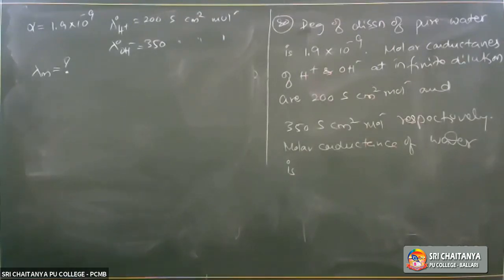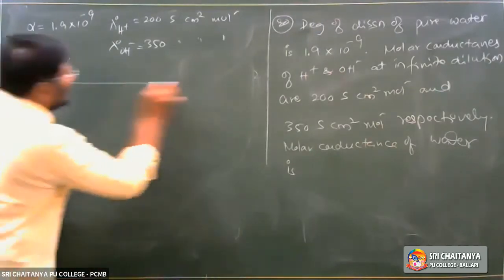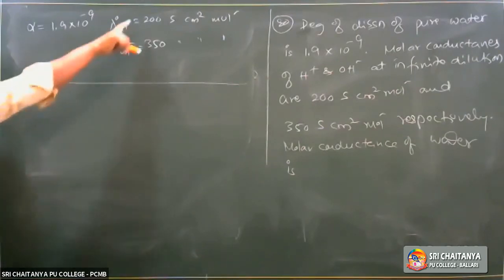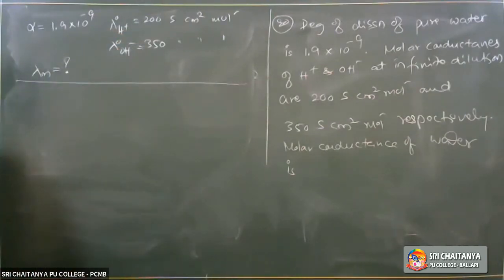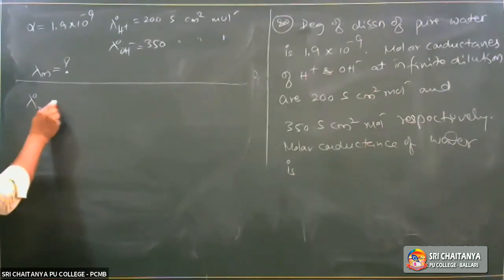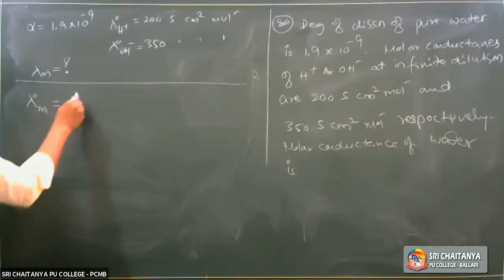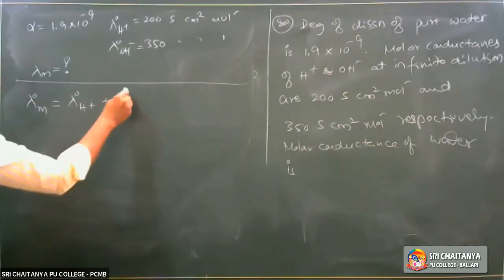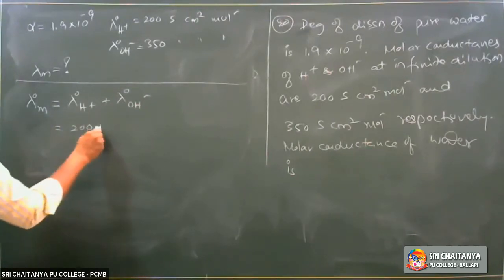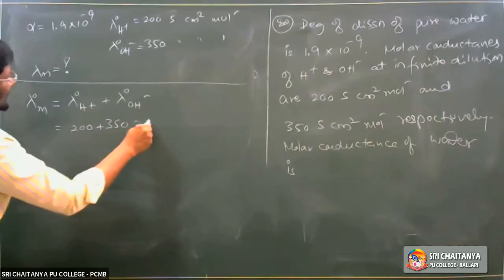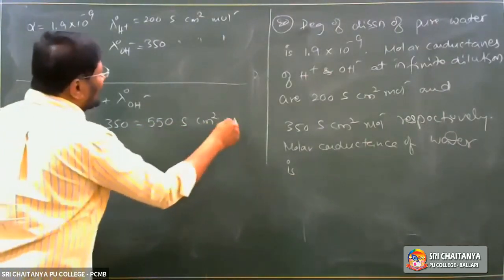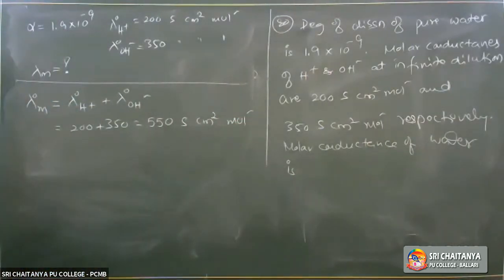So, what is the formula we have? Let us see. Now this is the data given. By combining these two, what do you get? Lambda naught m we can get. Lambda naught m is equal to lambda naught H plus lambda naught OH minus. So how much is it? 200 plus 350, so 550. That is Siemens centimeter square mole inverse. That is lambda naught m.